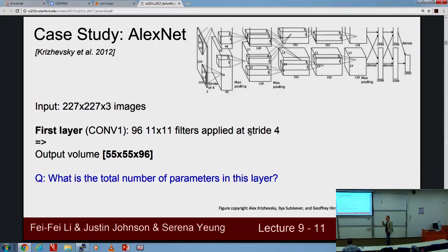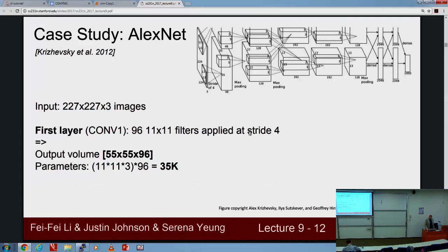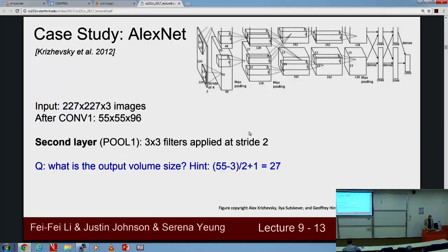And remember how convolution works. Convolution works by applying an 11 by 11 filter window, but it also has a depth of 3. The depth of the convolution matches the depth of the input. So one of our filters is basically 11 by 11 by 3. And then we have 96 of them, so we multiply all these numbers to get the number of weights in this layer. So about 35,000 parameters in this layer.